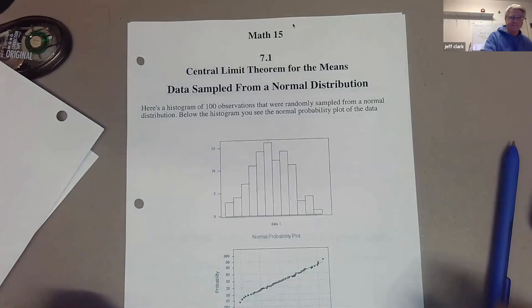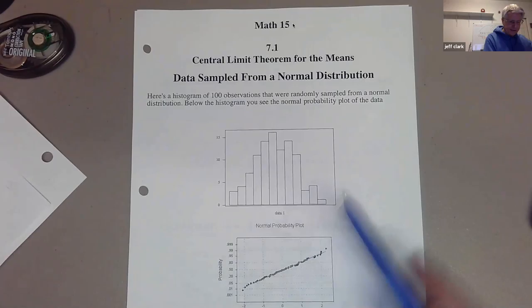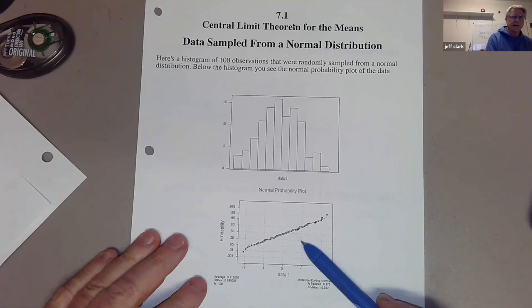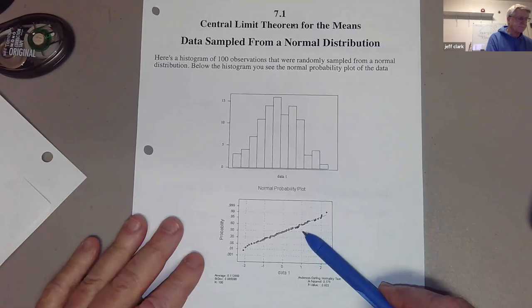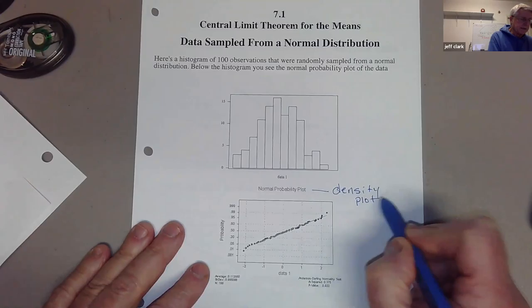So, where I left you off is we have histograms. And this is what you're going to be learning how to do, comparing these histograms. This is called the dot plot, a probability dot plot. Sometimes they call it a density plot.